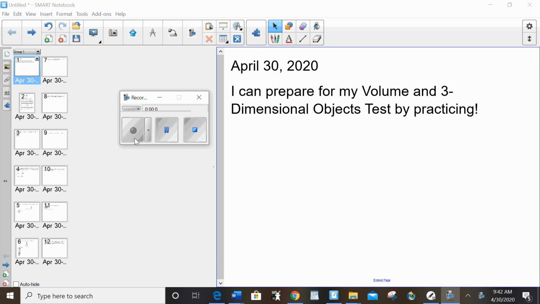Good morning. It is Thursday, April 30th, and today we will prepare for our volume and three-dimensional objects test by practicing. I'm just going to warn you, my dog is down here with me, and he was probably going to start barking at a certain point, so we'll see how that works out.